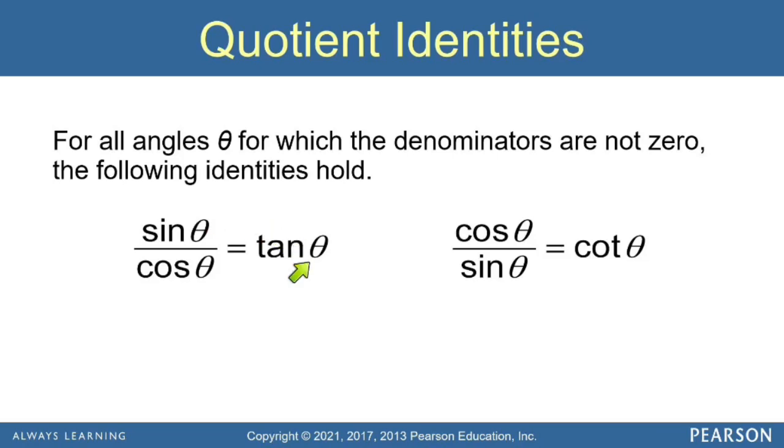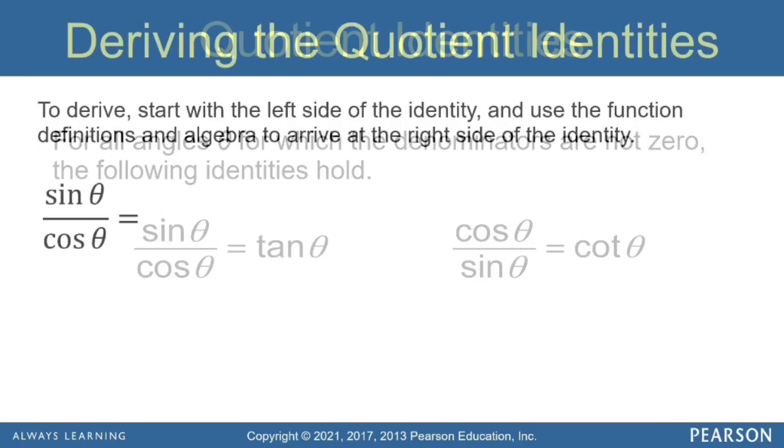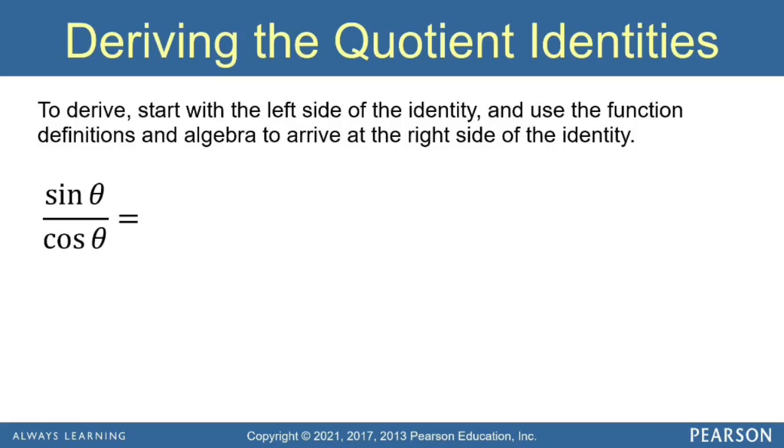But I want us to see how this came about. So here we are going to derive, or figure out for ourselves, the quotient identity. So let's start with sine of theta over cosine of theta. And what we're going to do is switch to the definitions of these functions. So we know that the sine of theta is y over r, and that would go in the top. And then in the bottom of our fraction, we'll have the cosine definition, which is x over r. So this is what you call a complex fraction.